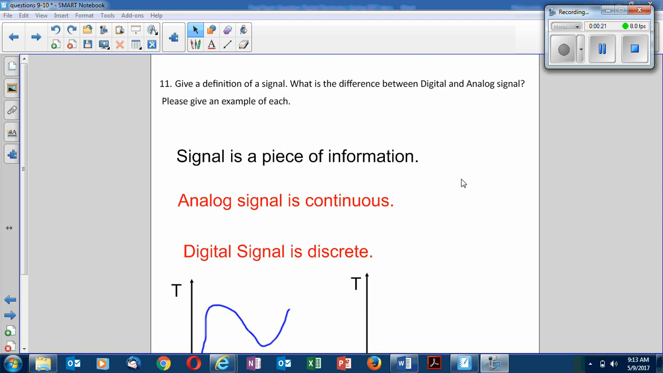For example, English language is definitely a signal because it's a code that most people who speak English understand because they speak the same language and have the key to the code. Analog signal is continuous and digital signal is discrete.